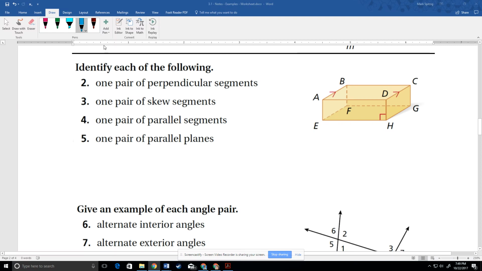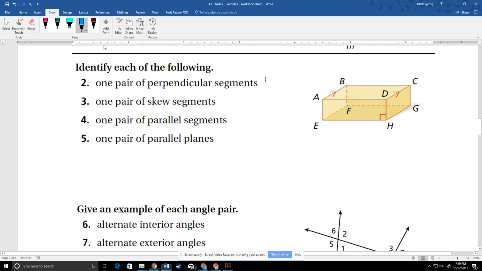All right, so here we go for 3.1. We're just going to go through these like we normally do. So identify each of the following: one pair of perpendicular segments. Okay, well, if I'm thinking perpendicular, I'm thinking two lines that intersect at exactly a right angle, so they're forming a right angle. So I'm just going to say, okay, DH and EH.